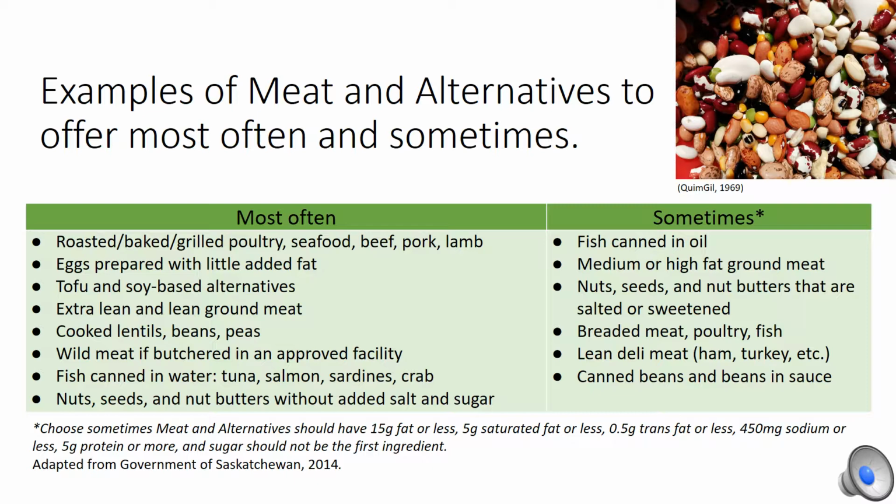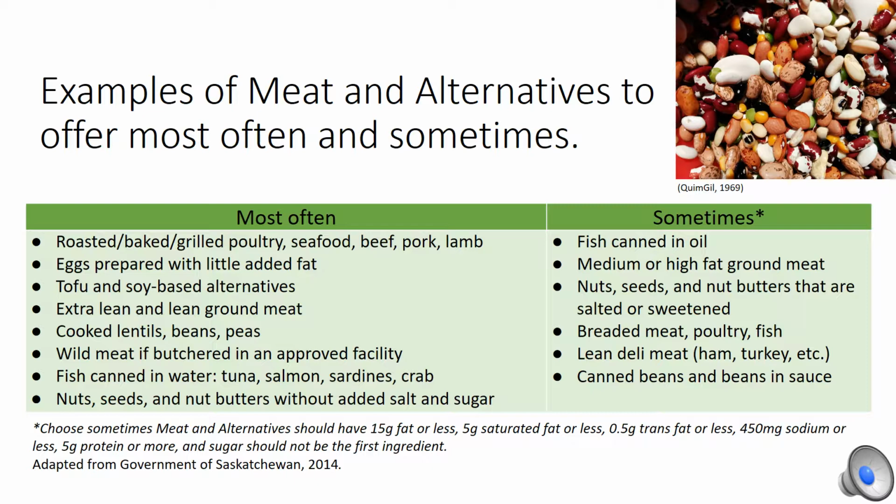In the sometimes category, we have fish canned in oil, medium or high fat ground meats, nuts, seeds, and nut butters that are salted or sweetened, breaded meat, poultry, and fish, lean deli meat, such as ham, turkey, etc., and canned beans and beans in sauce.